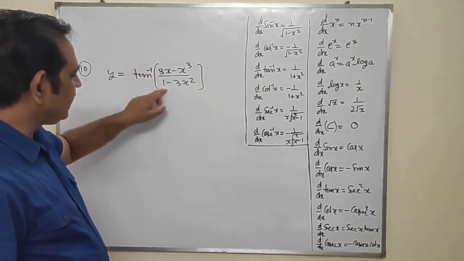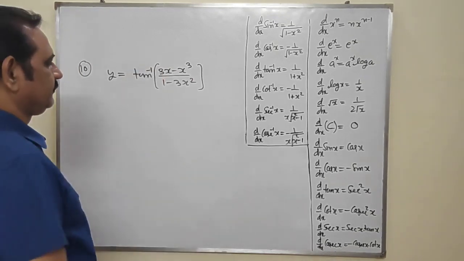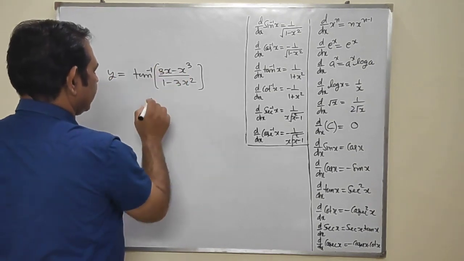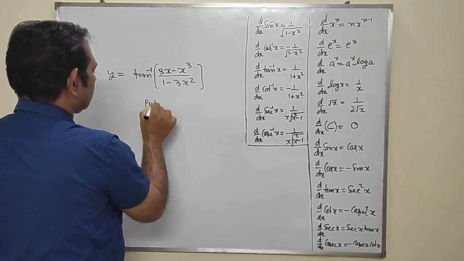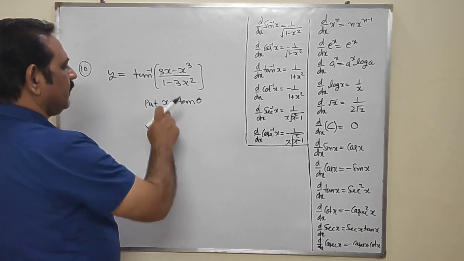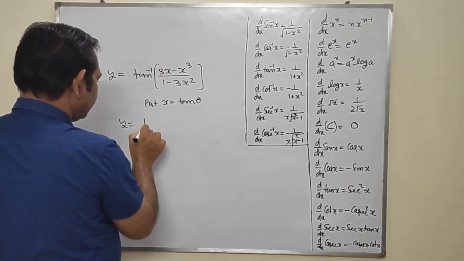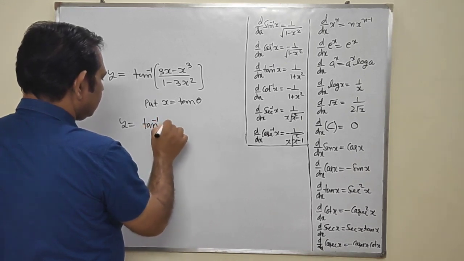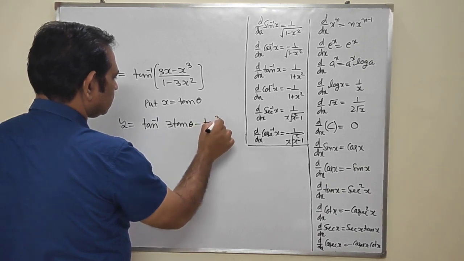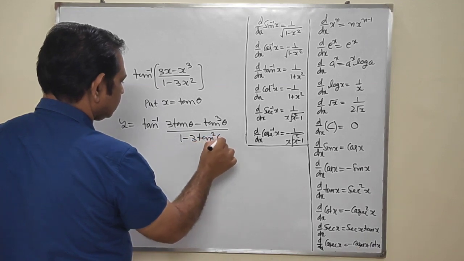Children, we know that if we have such a type of algebraic term, then we can make use of one formula. Put x is equal to tan theta. So y will become tan inverse of 3 tan theta minus tan cube theta upon 1 minus 3 tan square theta.